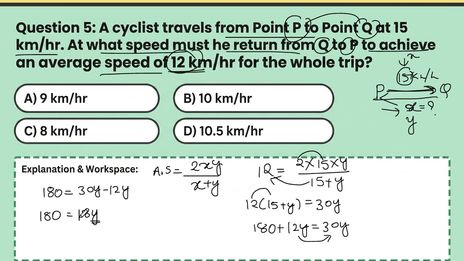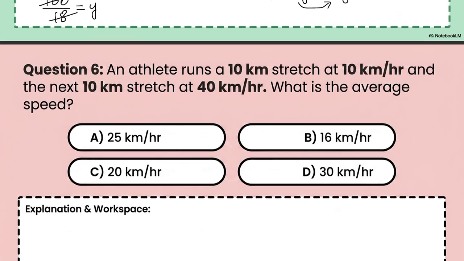To find y, we will take this 18 to the denominator. So 180 upon 18 is equal to y. 18 tens are 180. So the answer is 10 km per hour. So that cyclist has to come from Q to P at 10 km per hour to make the average speed 12 km per hour. Okay, so the correct answer is option number B. Look at the next question.